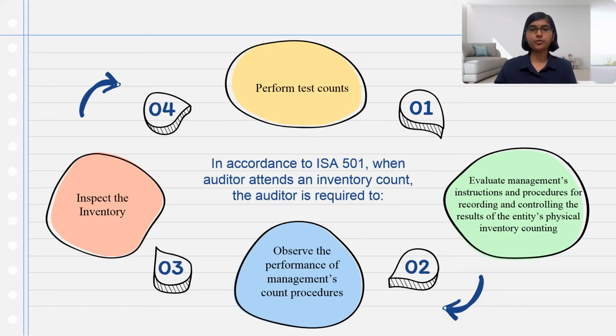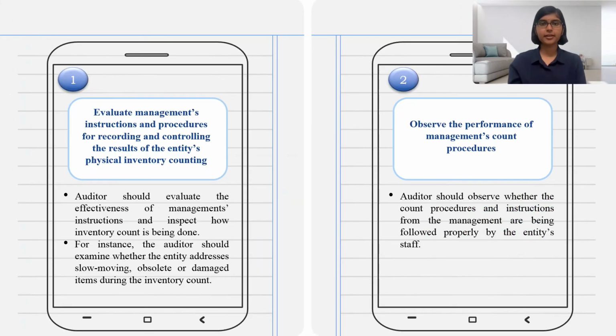In accordance to ISA 501, when auditor attends an inventory count, the auditor is required to evaluate management's instructions and procedures for recording and controlling the results of the entity's physical inventory counting. Secondly, the auditor should observe the performance of management's count procedure. Thirdly, inspect the inventory. And lastly, the auditor should perform test counts. The explanation for each activity is as following.